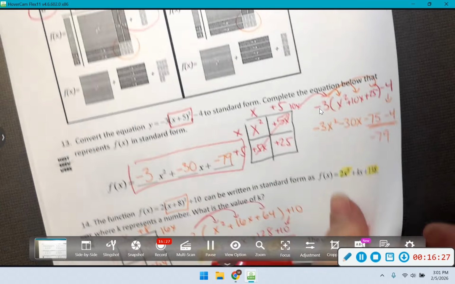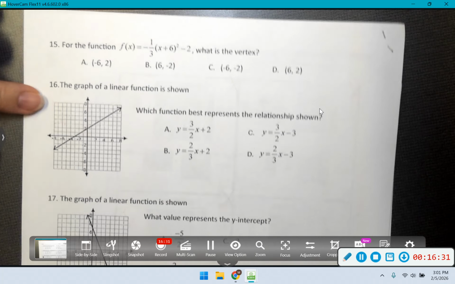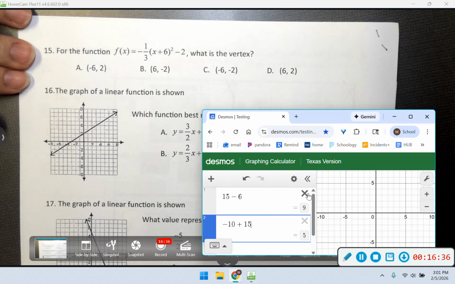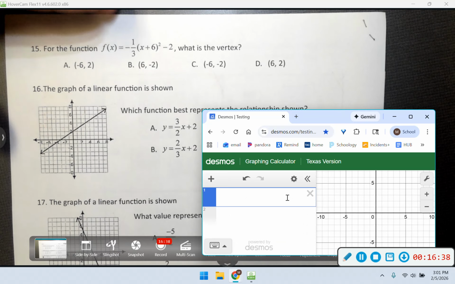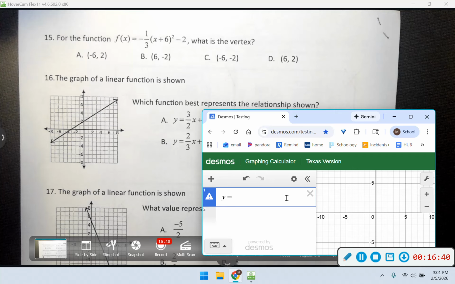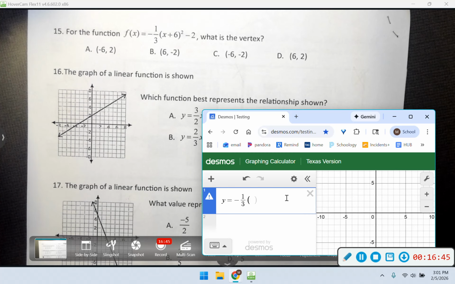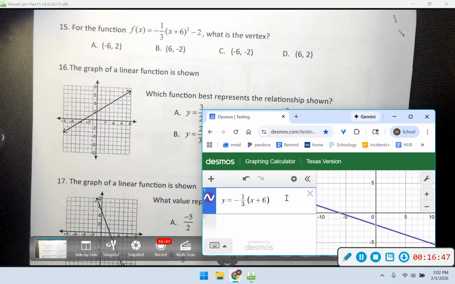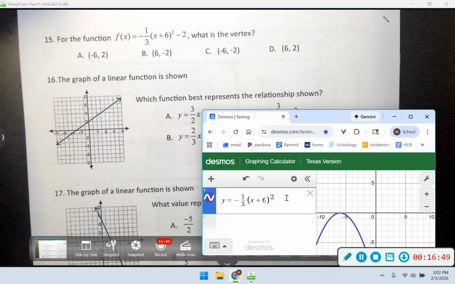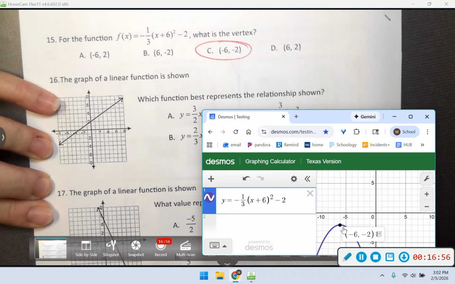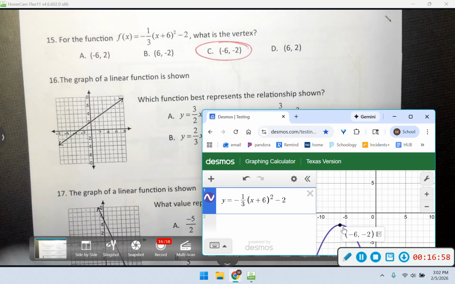Okay, flip to the back. Guys, do not get number 15 wrong. I'm not even going to show you with the equation. We're going to go straight to the calculator. Okay, there is 0 reasons to get this one wrong. We're going to type in the equation. So y equals negative 1/3 parentheses x plus 6 squared minus 2. And it wants to know the vertex, so we click here, and it is negative 6, negative 2. Do not get that one wrong.